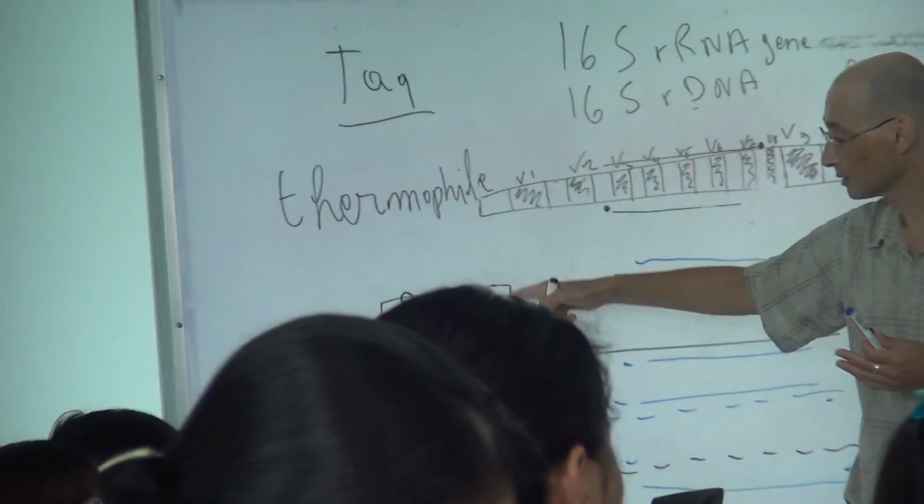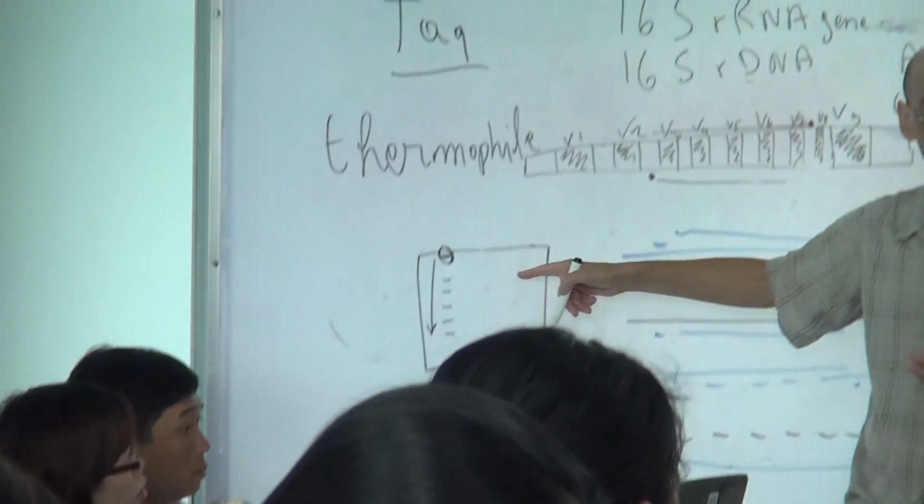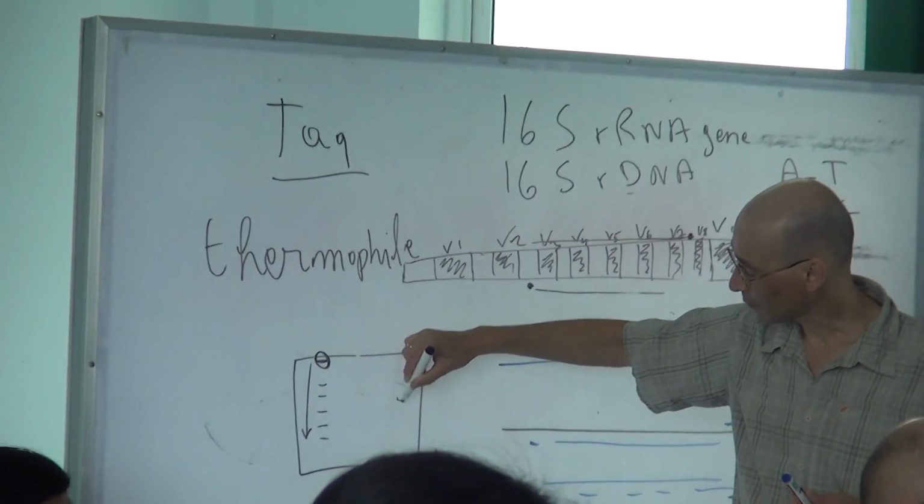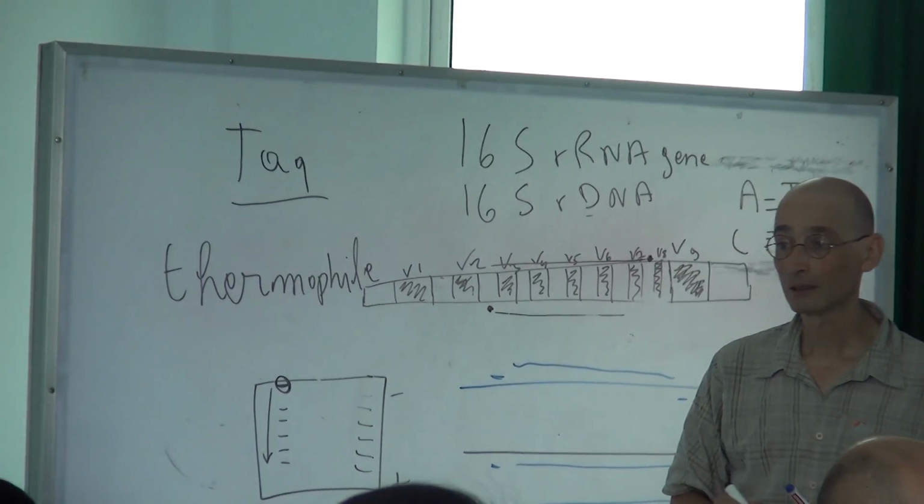If you've done electrophoresis, you know the type of markers you're putting, right? To see that, well, what is this? You have a marker here usually, right?